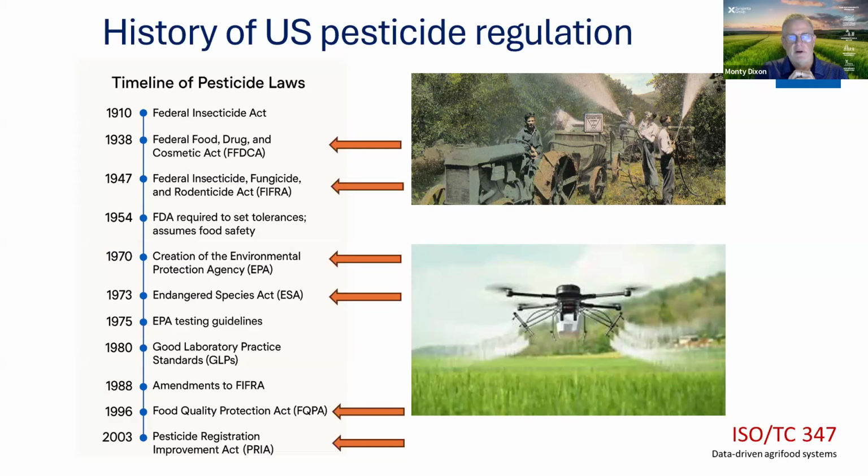There are a few key laws that I'll be talking about. One is the Federal Food, Drug, and Cosmetic Act. The other is FIFRA. FIFRA is the Federal Insecticide, Fungicide, and Rodenticide Act. It is really the primary law that governs pesticides in the United States. A key timeline marker was the creation of the EPA, which we think has been around forever, but that only came about in 1970. Along with that, we had other major events such as the Endangered Species Act, the Good Laboratory Practices Act, Food Quality Protection Act, and the PRIA Act.